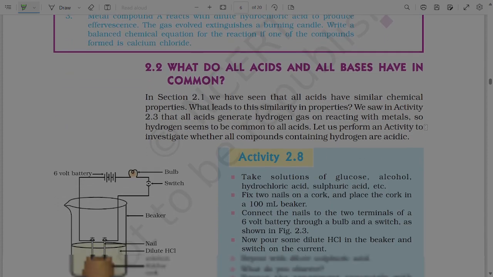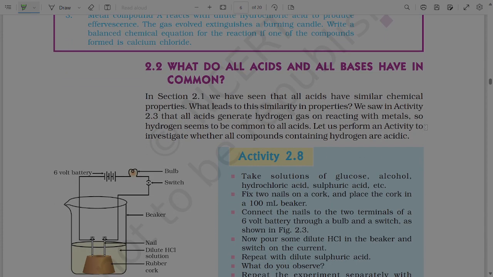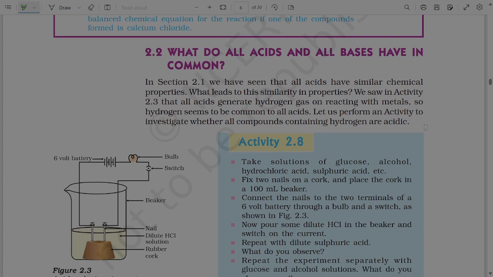So what do all acids and all bases have in common? In section 2.1, we have seen that all acids have similar chemical properties. What leads to this similarity in properties? We saw in activity 2.3 that all acids generate hydrogen gas on reacting with metals. So, hydrogen seems to be common to all acids.